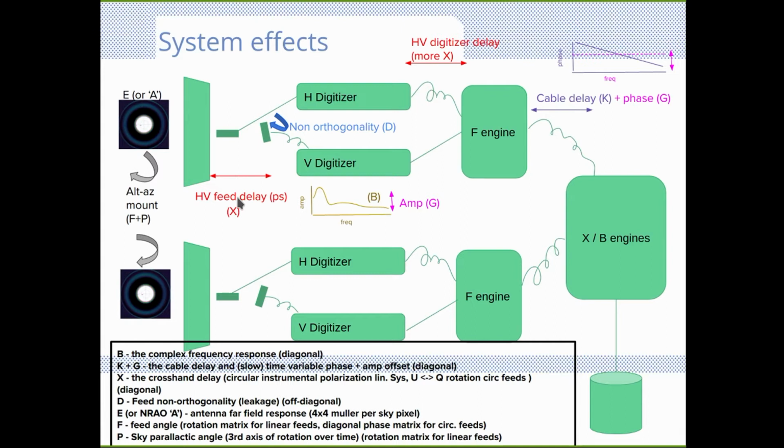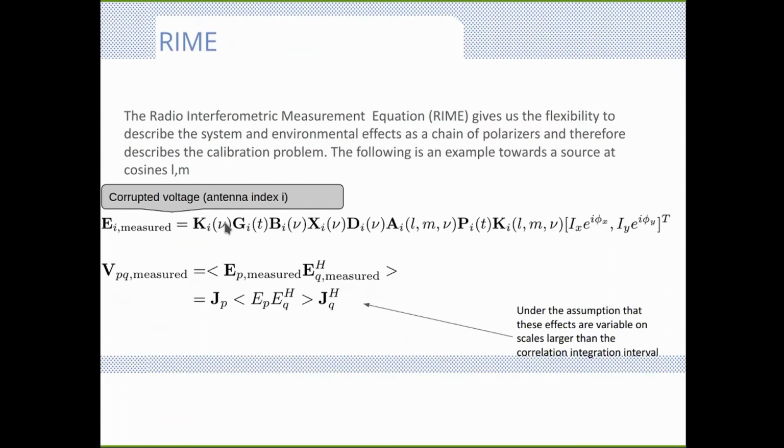All right. So let's look at concatenating all of these various different terms together. I'm going to use this E measure here to describe the complex voltage that is induced on the system. And remember that as we integrate with our correlator, we square those voltages and we get the visibility function out. So the square of the interferometer gradient, as we said yesterday. Now, this measured voltage is already corrupted by the various effects from an antenna index i, right?